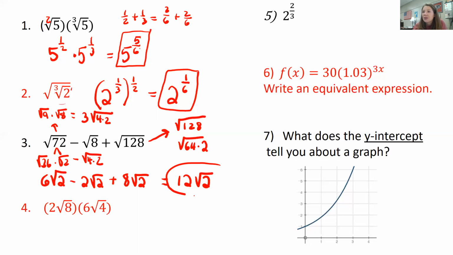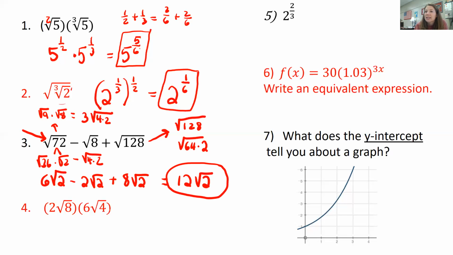And that's the answer. If you plug all that into a good calculator, it'll spit out that answer, 12 square roots of 2, but it's good to know how to do it even without a calculator. All right, number 4, we can multiply these the way they are. We can multiply what's on the outside and we can multiply what's on the inside.